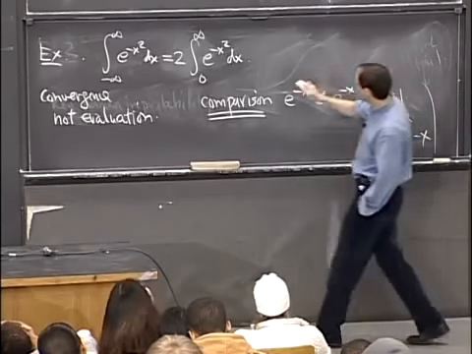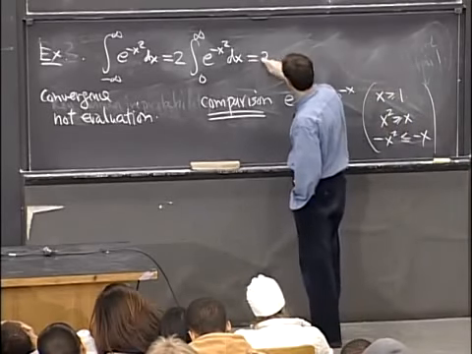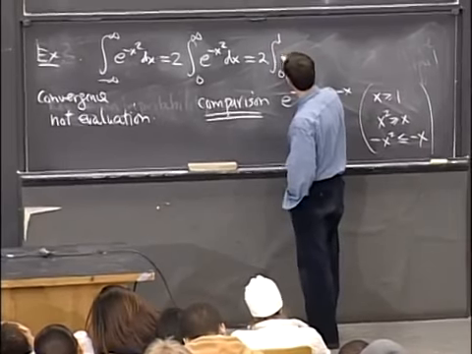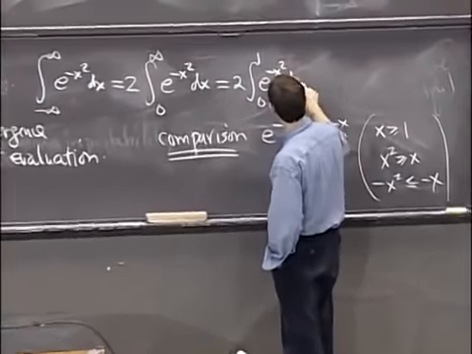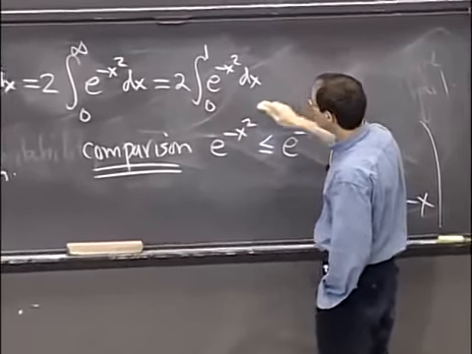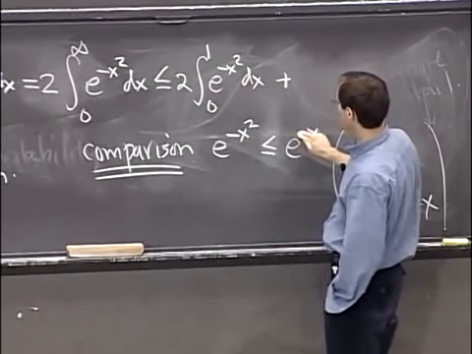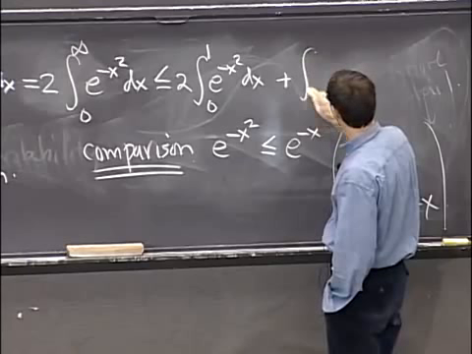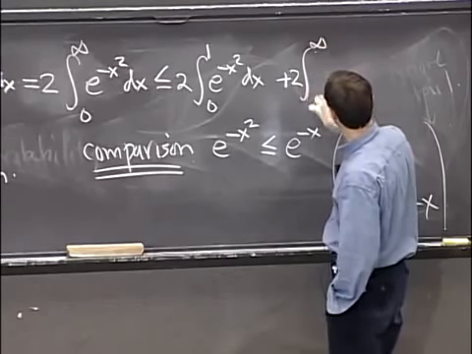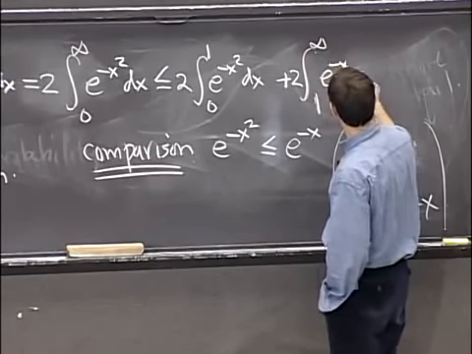And so what we have here is two pieces. We have the integral from 0 to 1 of e to the minus x squared. That's just a finite part. And then we have this other part, which I'm going to replace with the e to the minus x here: 2 times the integral from 1 to infinity of e to the minus x dx.